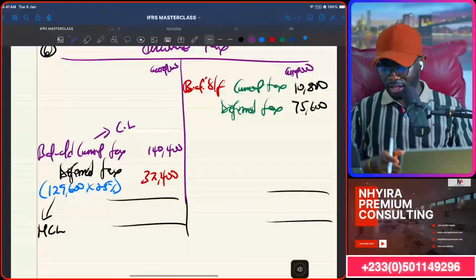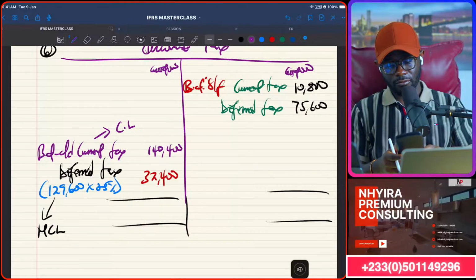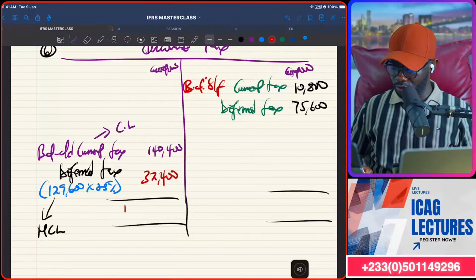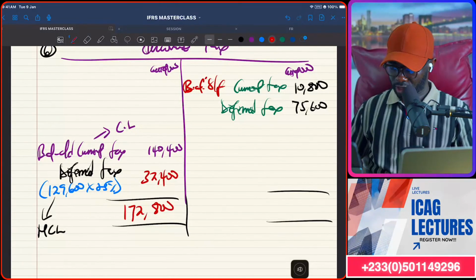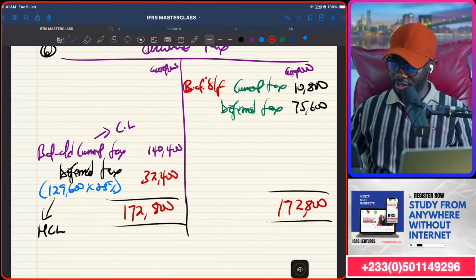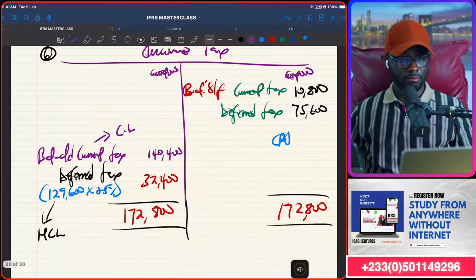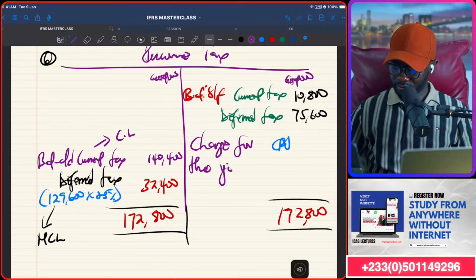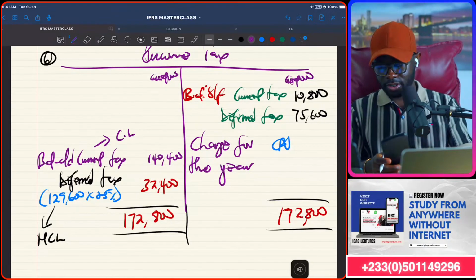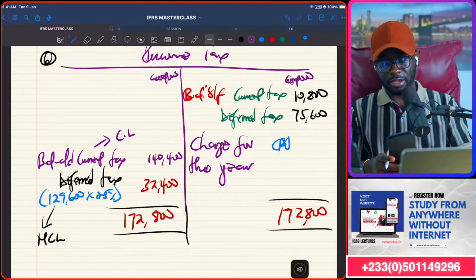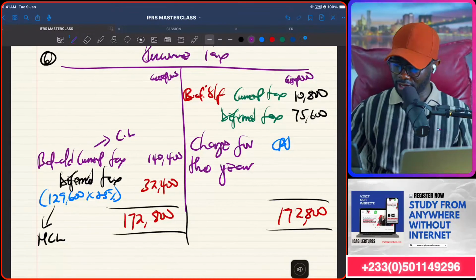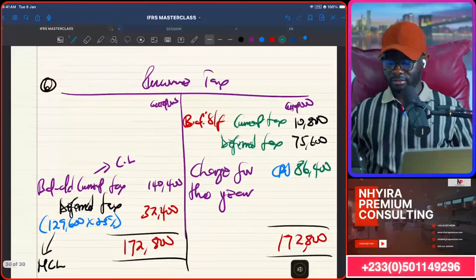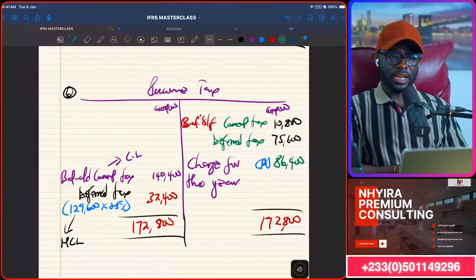So let's balance the accounts up. 140,400, 32,400, and that is 172,800. 172,800, so that the balancing figure will be the charge for the year, which will go to P&L account. Minus 108,75.6, and that is 86,400. So that is our income tax, and that will be going into the P&L account.